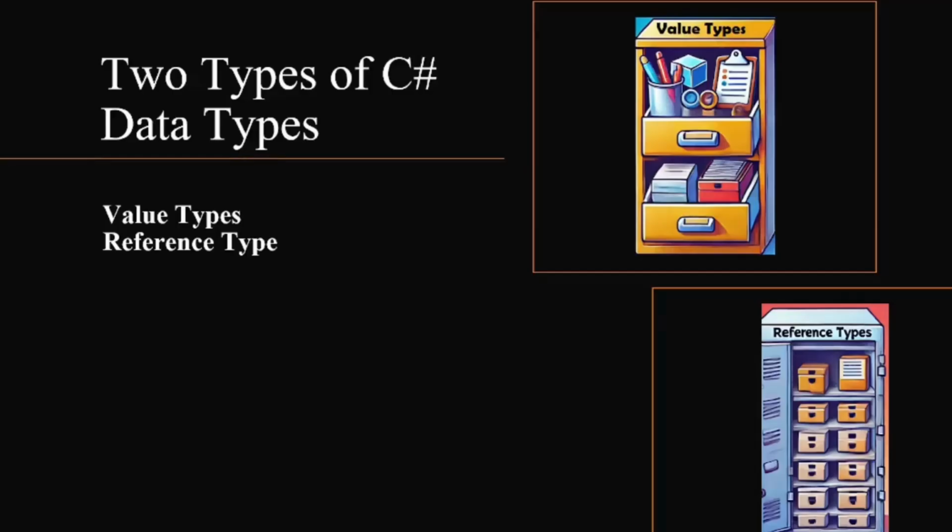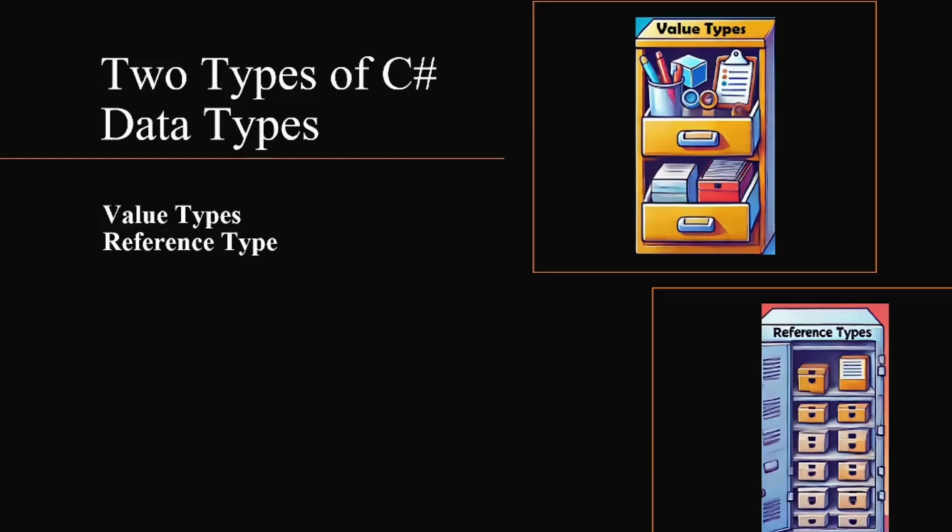So, in C Sharp, every variable you declare is either a value type or a reference type. Think of this like a two-storage method for your data. If you ever had two types of storage in your real life, say a drawer for your quick access items and a storage locker for bulkier stuff, it's a similar concept.